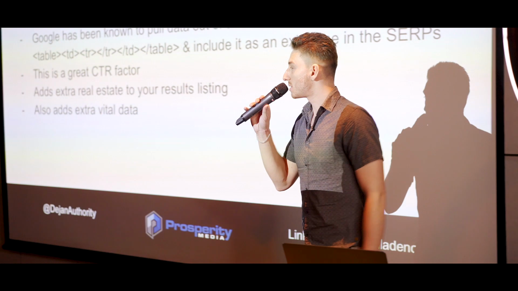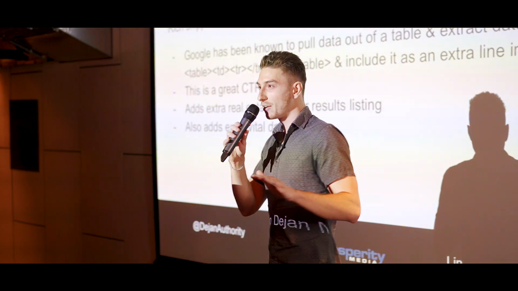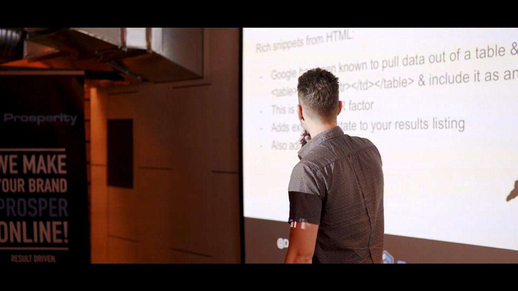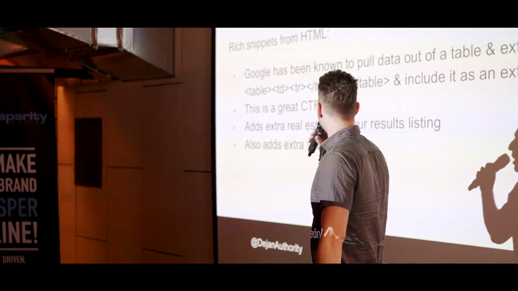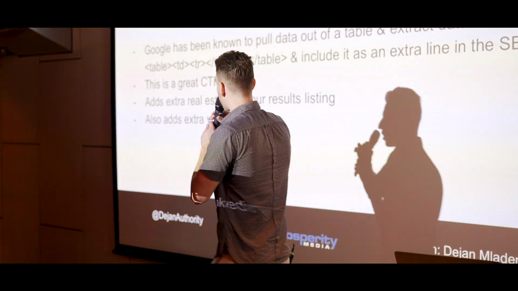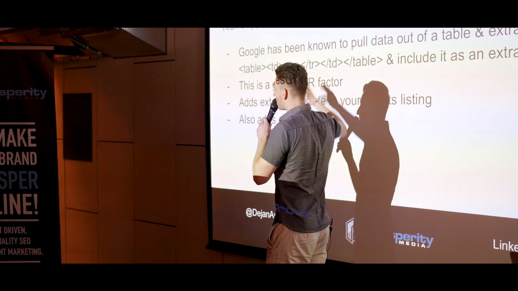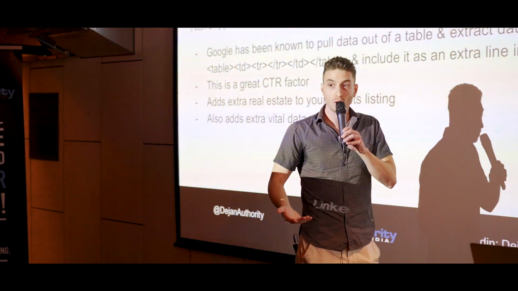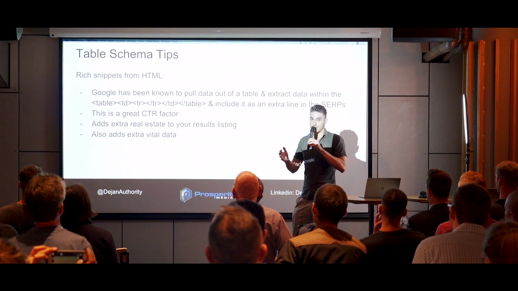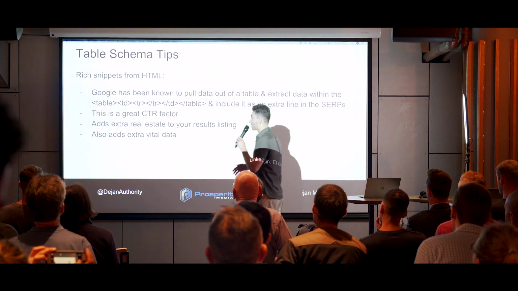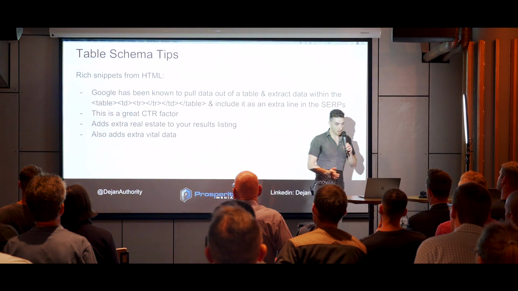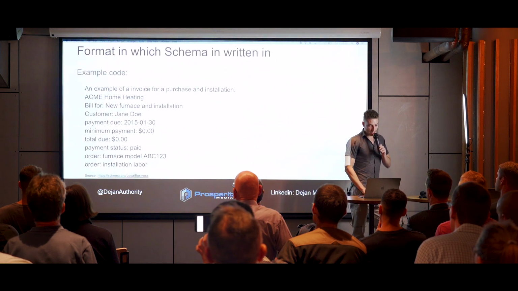So, some schema tips here for you guys real quick. It might be a little bit intermediate to advanced level, but bear with me. How do we get rich snippets from HTML? Google has been known to pull data out of a table and extract it. This is the code that you use. It's pretty much standard table code. However, the data that Google's been pulling out recently is great. It's a great CTR factor. It's extra real estate, and it adds extra vital data. I'll give you an example of what it is.